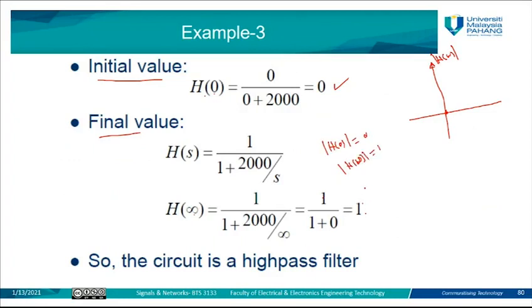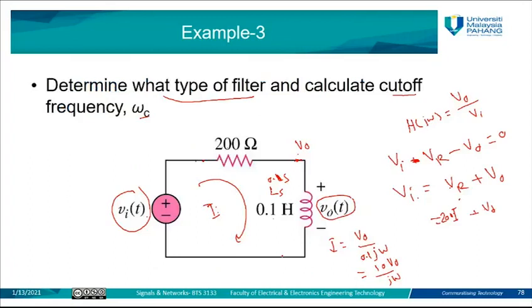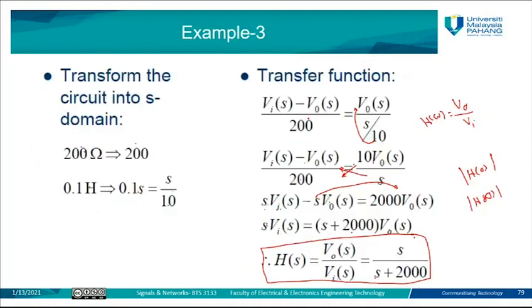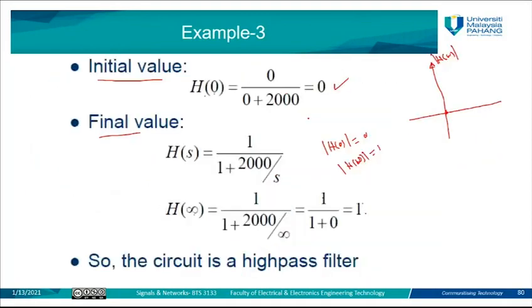So which type of filter has this characteristic? It is a high pass filter. You can refer to this table: for a high pass filter, H of 0 is 0 and H of infinity is equal to 1. So it is a high pass filter. Okay, now we have decided it is a high pass filter.